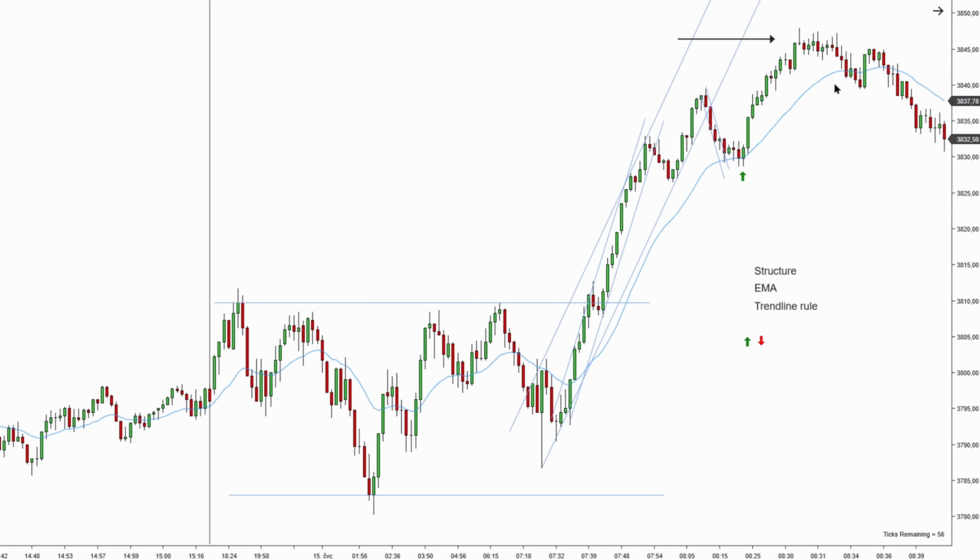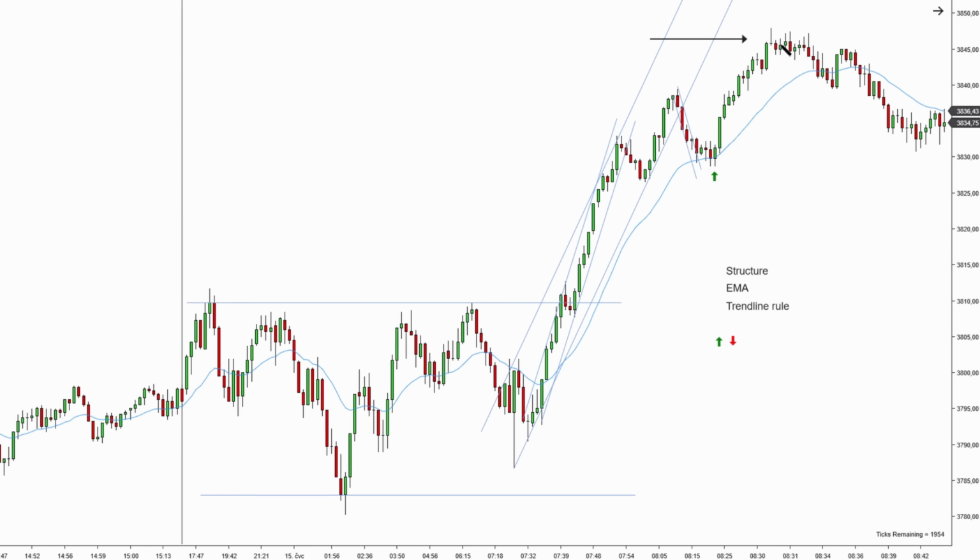And notice what is happening. EMA is flattening, and we're no longer creating a series of higher highs and higher lows. In fact, we have lower highs and lower lows. So it looks like we may eventually reverse.